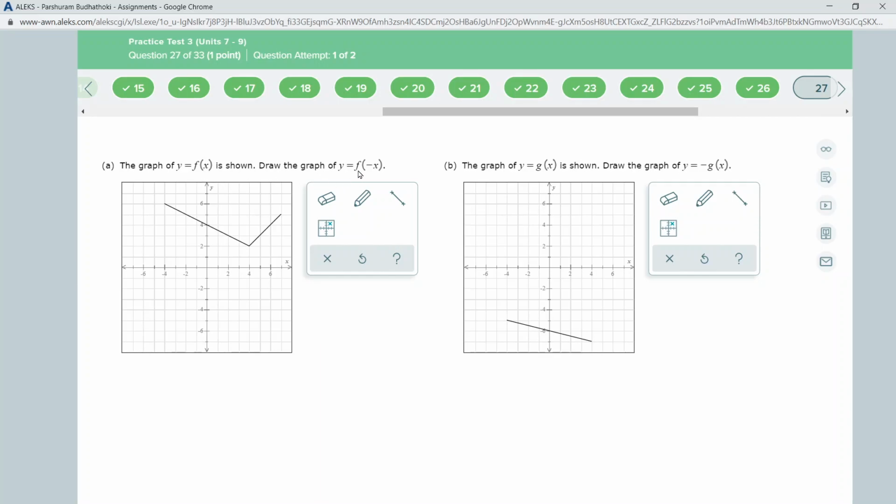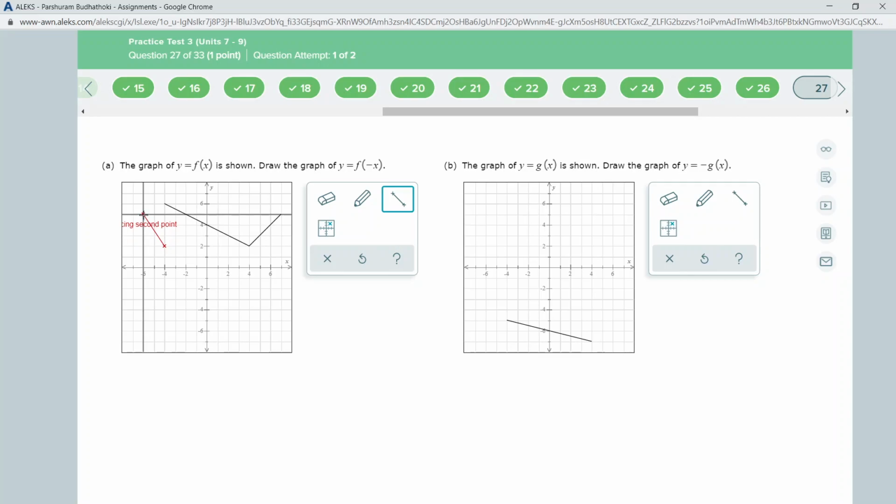f of x is given, f of negative x is needed. So that means it's a reflection. x becomes negative, so that means it's a reflection with respect to the y-axis. Very same graph, but reflection. So this (4,2) becomes (-4,2). So let's plot that. Negative 4, 2. And another point, this (6,5) becomes (-6,5).